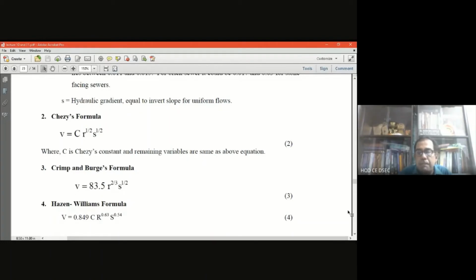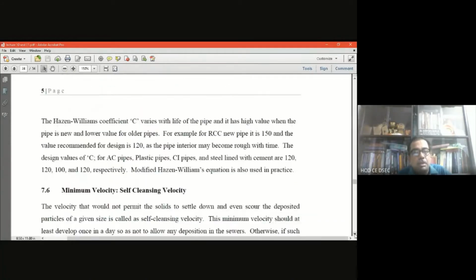So these are all the formulas which will give us the velocity of flow, which is very much required, because if we can determine the velocity of flow, then we can find the discharge of the flow, which is related with the diameter as well as slope, and the hydraulic radius, that is the area by wetted perimeter.